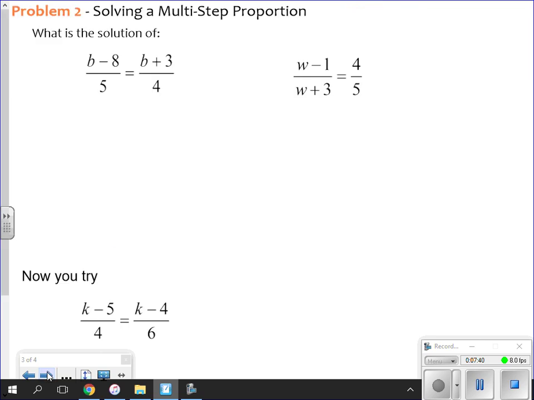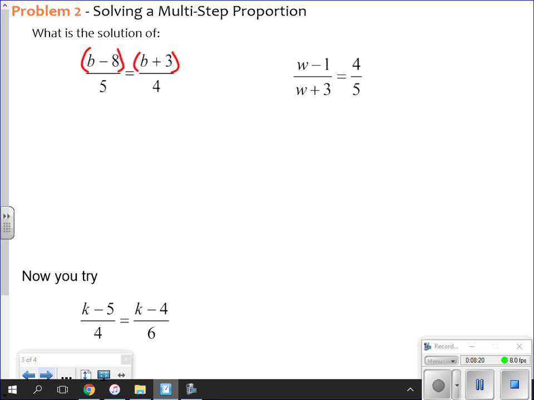Okay, now is when it gets a little trickier. Still want to do the same process though. I still want to cross multiply first, but I have to be careful about my cross multiplying. When you have something other than just a variable or just a number by itself, put parentheses around it first. So in this one here, put parentheses around the b minus 8, put parentheses around the b plus 3. This will help you keep things properly organized.